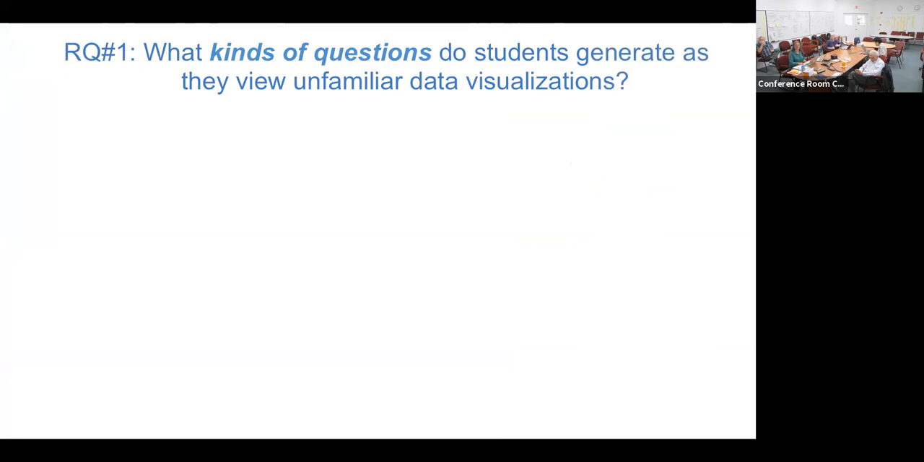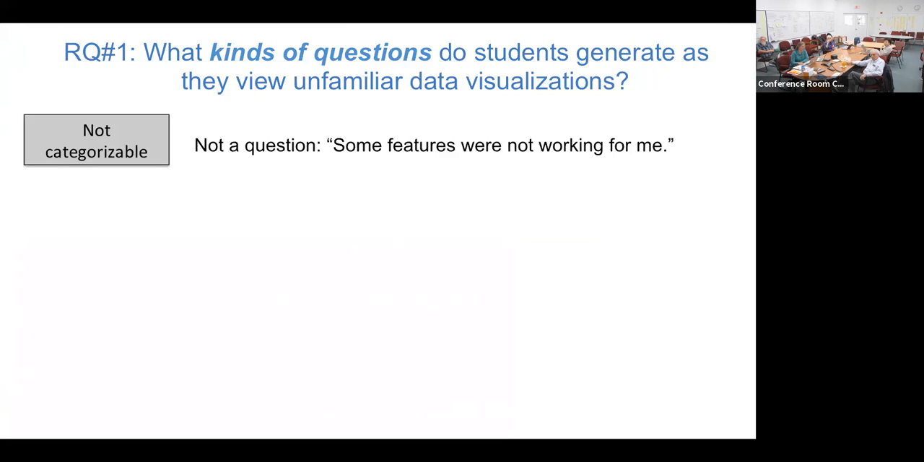So this was part of our effort towards our first research question, which was what kinds of questions do students generate as they view unfamiliar data visualizations. And to grapple with this question, we needed vocabulary, some terminology with which to talk about kinds of questions. So we talked to linguists and we looked at previous taxonomies of question types that had been generated, none of which that we found pertain particularly well to questions around data. So we ended up generating a taxonomy of our own, and I'll share some parts of that with you now.